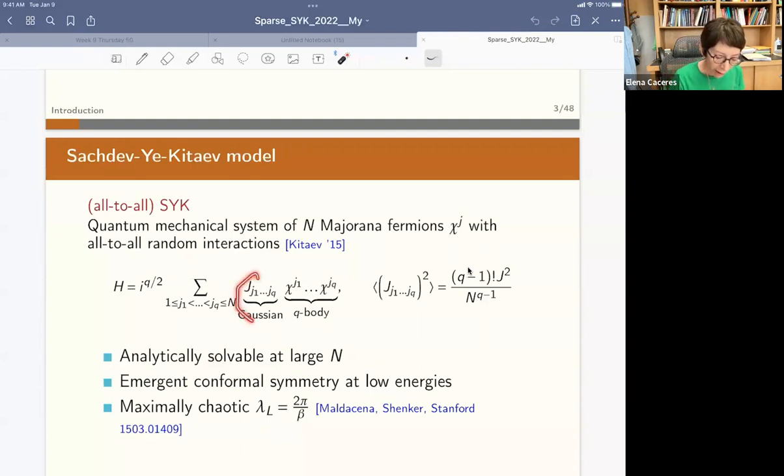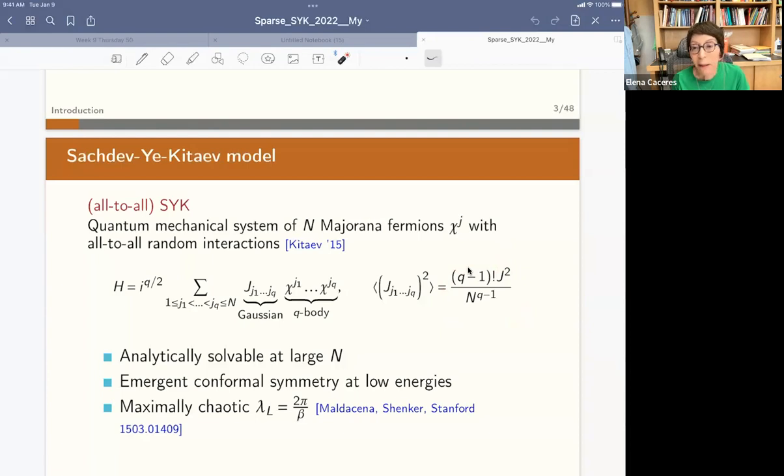These couplings are random couplings taken from a Gaussian distribution. So in this sense, the SYK is really not one Hamiltonian, but a bunch of Hamiltonians, an ensemble of Hamiltonians. Its properties are defined by the mean of these couplings being 0, and the variance involving this J, a parameter that sets the scale and has units of energy.